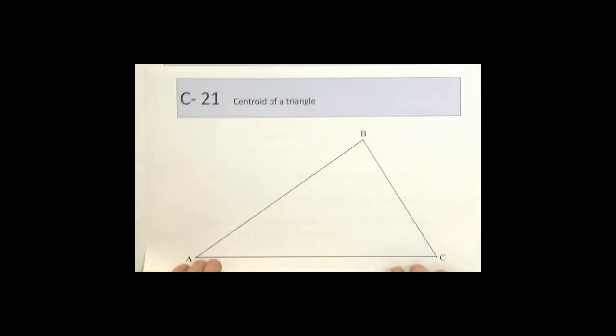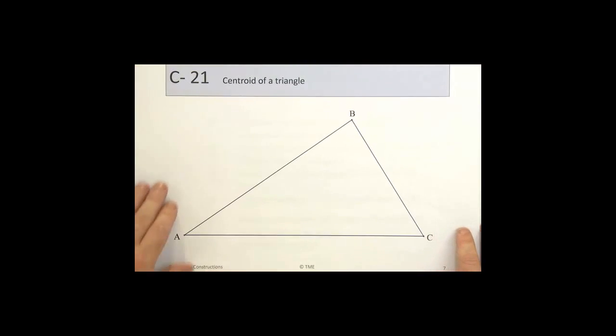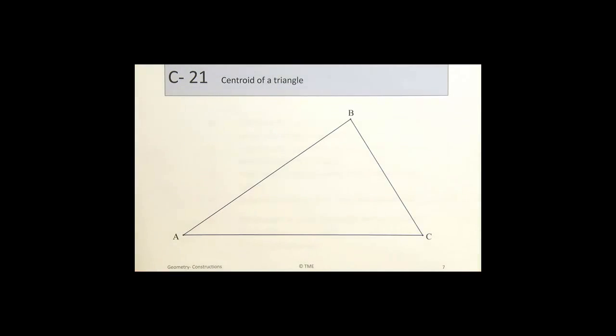We now turn to construction 21, the centroid of a triangle. This is somewhat similar to the incenter and the circumcenters in that we're going to use the vertices in one case, but also bisect the lines.